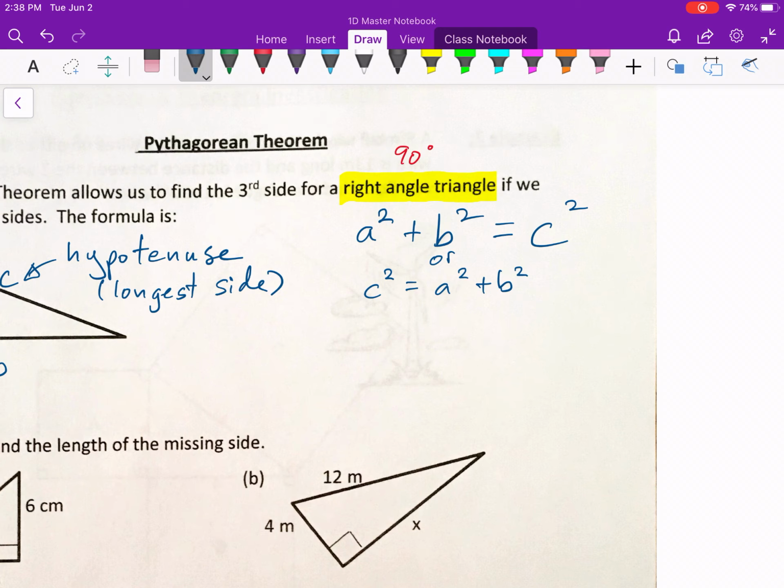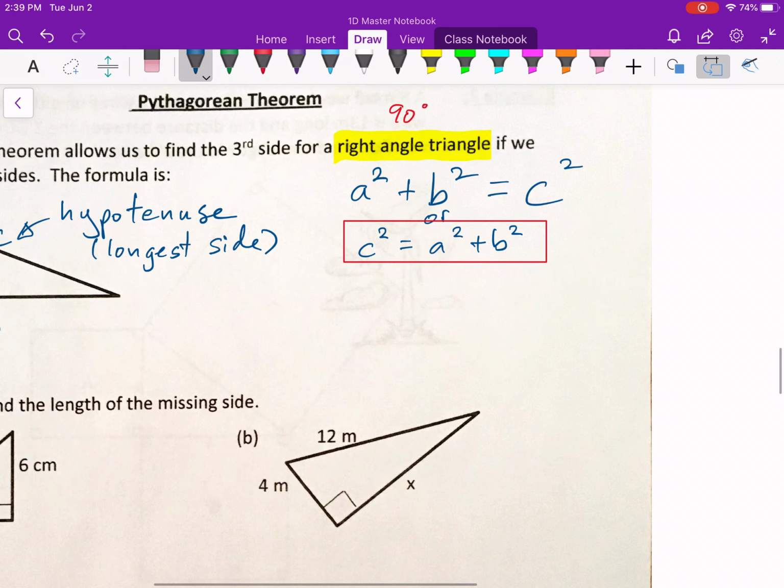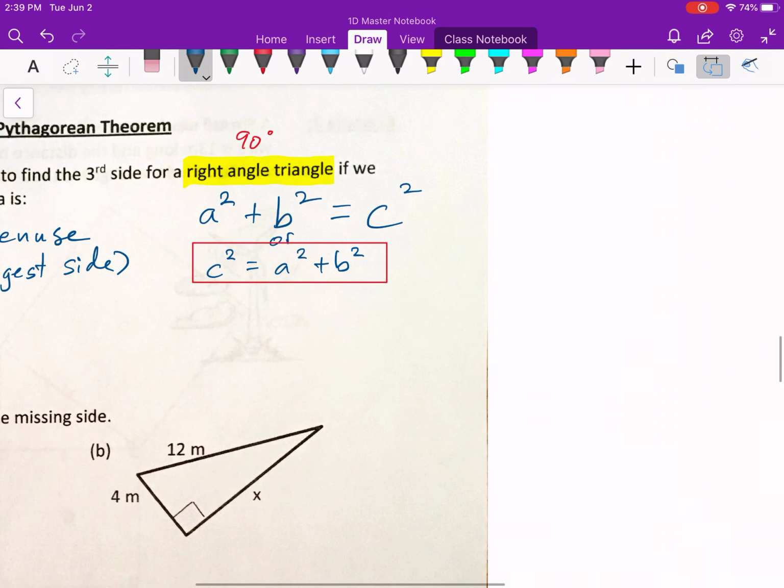Because normally if I'm looking for the hypotenuse, and remember the hypotenuse is always c, we want to have that by itself on the left-hand side. So that's one version. What if I'm not looking for the hypotenuse, though? Well, in that case, what am I going to do? I'll just do some rough work over here. Say I wanted to get a by itself. Say I was looking for side A.